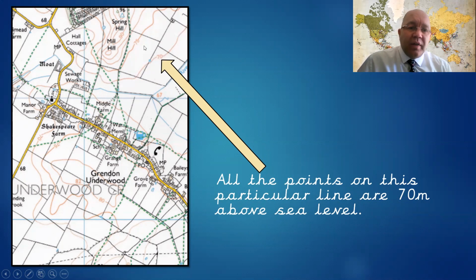And if we walk this way, we go up to 75 meters. So between there and there, we've climbed 5 meters. Between there and here, we've actually dropped 3 meters, because they're 70 to 67. Okay, so does that make sense? The numbers represent how high we are, and the line shows everywhere that's that same height.